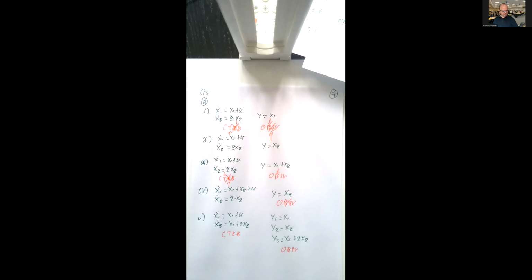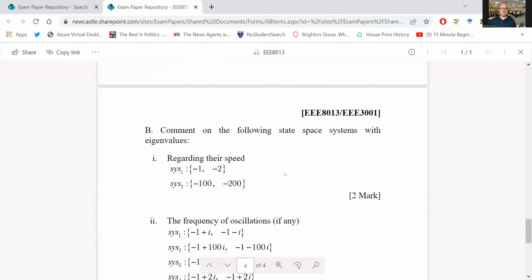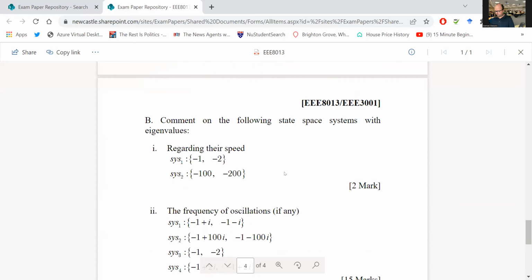That was question A. Go on to question B. Yep, that was A. Now I have to go to B. Page 8 for me. We need to comment on the following systems. Okay. Obviously, the eigenvalues in the second case are 100 times deeper into the minus infinity area.